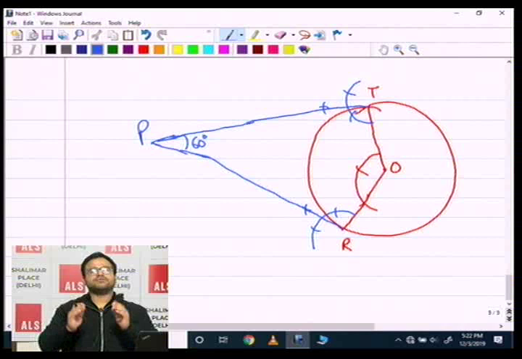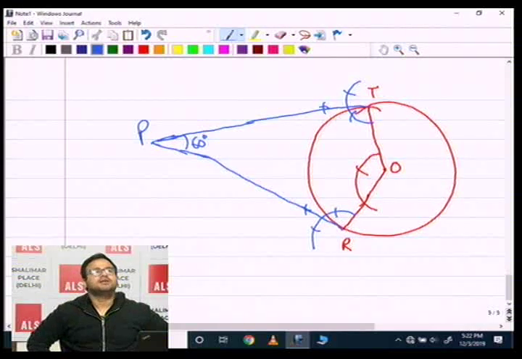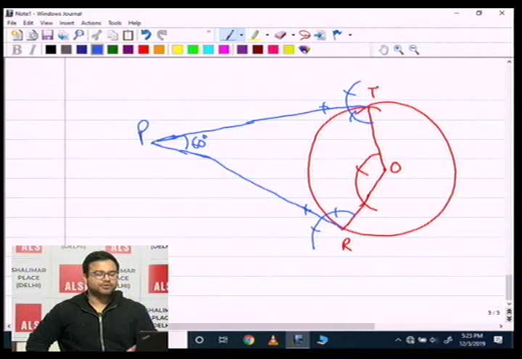So all we have to do is draw the central angle of 120 degrees after drawing one radius, and at the end of both radii draw a 90 degree angle. They will intersect at some point. That point will be P. Do it.